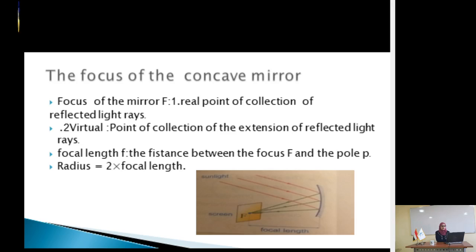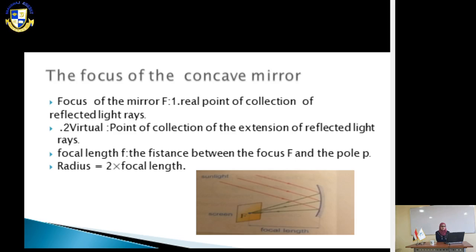Slide number 11. The focus of the concave mirror. Focus of the mirror F: real point of collection of the reflected light rays. Virtual point of collection of the extension of the reflected light rays. Here we can say that the radius is 2 multiplied by the focal length. So the focal length is the distance between the focus and the pole.